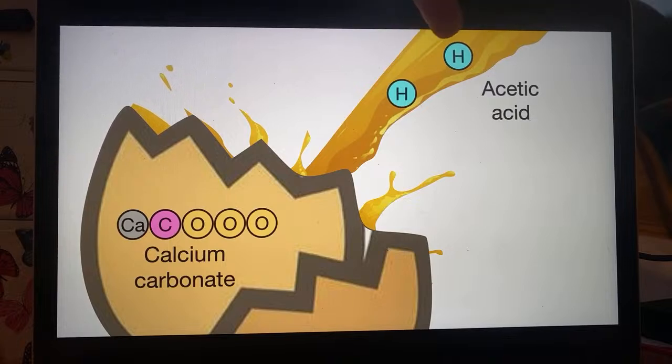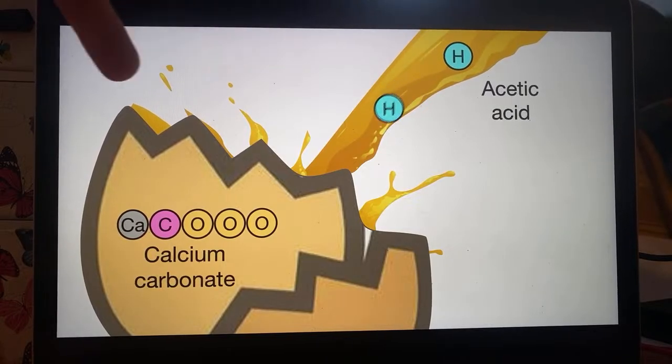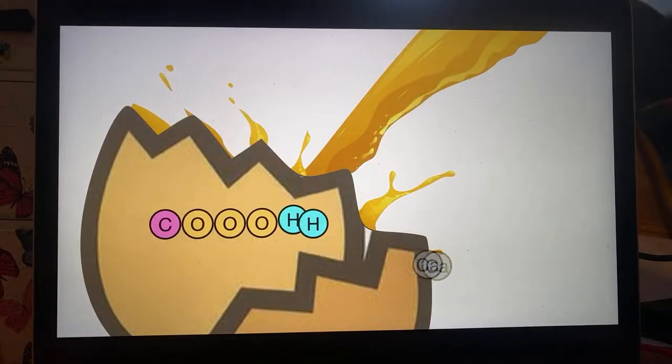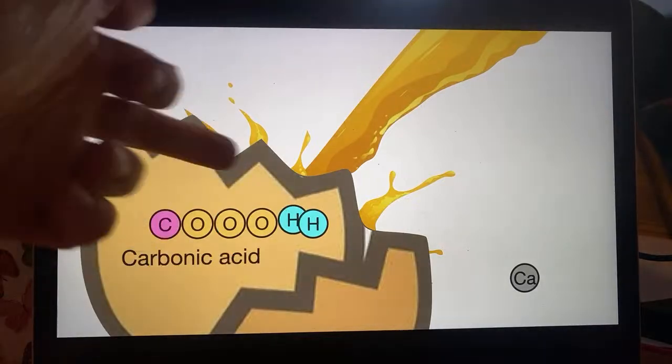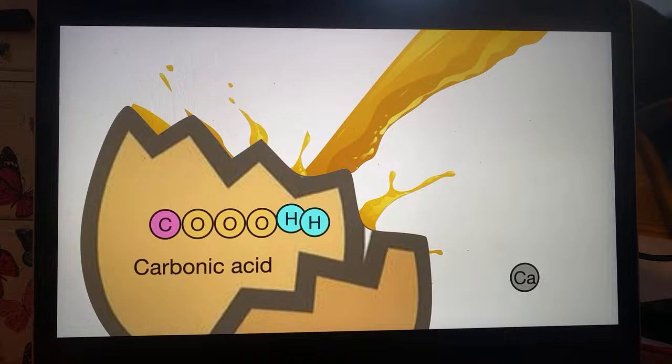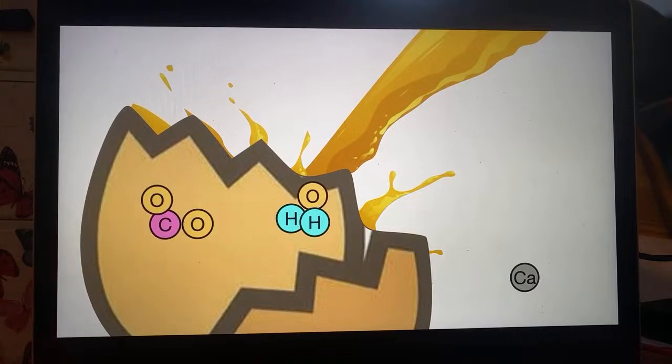So very quickly again, what happens is you've got an acid, which is basically just hydrogen particles. They join up with calcium carbonate, and you end up with carbonic acid, which is an unstable particle, and calcium sort of going off. So the carbonic acid turns into carbon dioxide and water. Okay, that's very simply what's just happened with our activity.